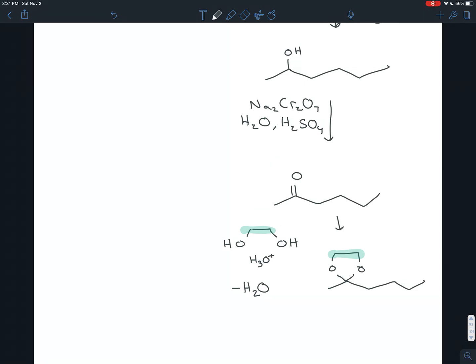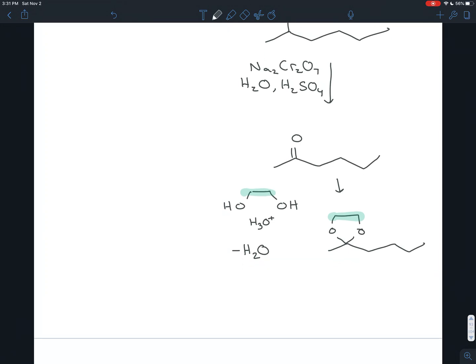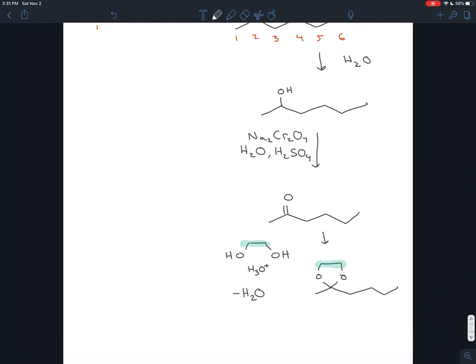To get an acetal, you needed a ketone, so we had to oxidize our alcohol. It's a secondary alcohol, so we use a strong oxidizing agent like sodium dichromate. Once you have your ketone, you can treat it with a diol. Remember to include some catalytic acid and preferably remove some water at the end to shift Le Chatelier's principle toward the products, and that gives you your acetal.